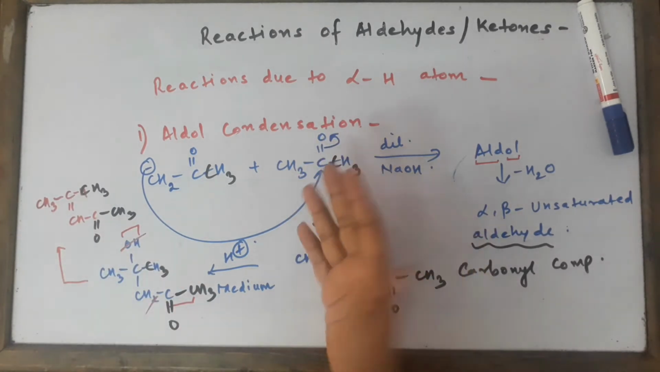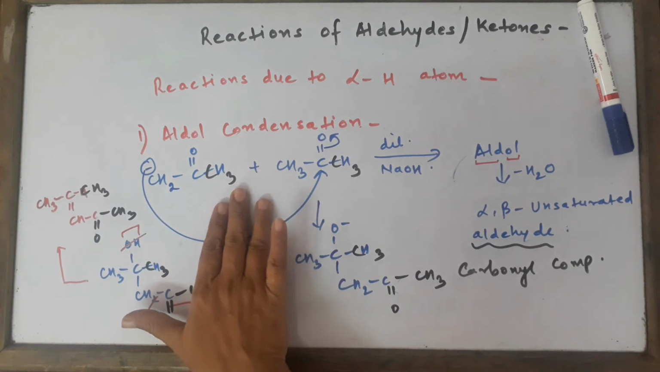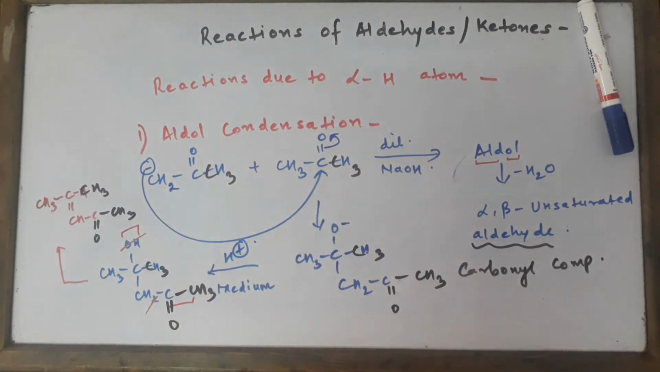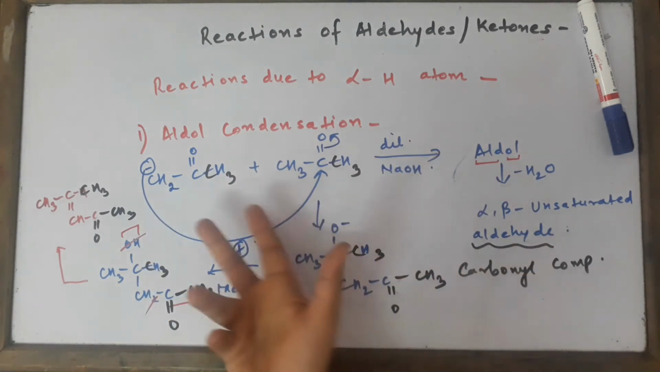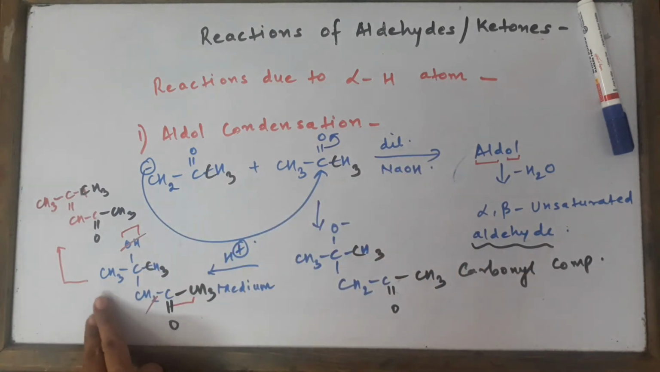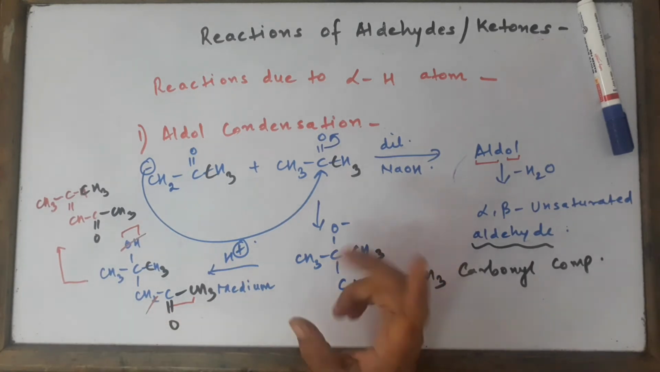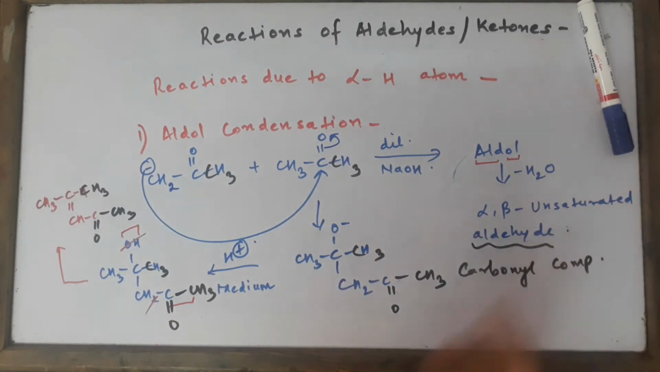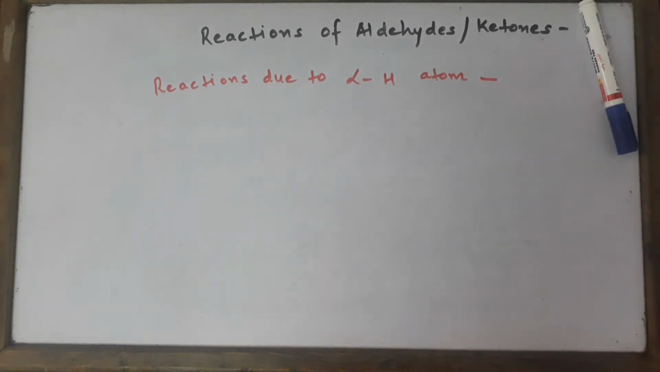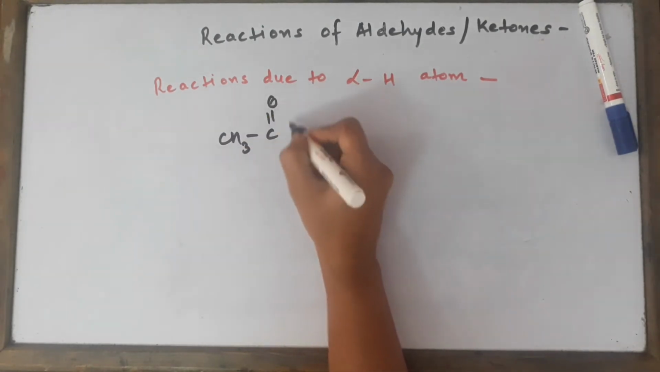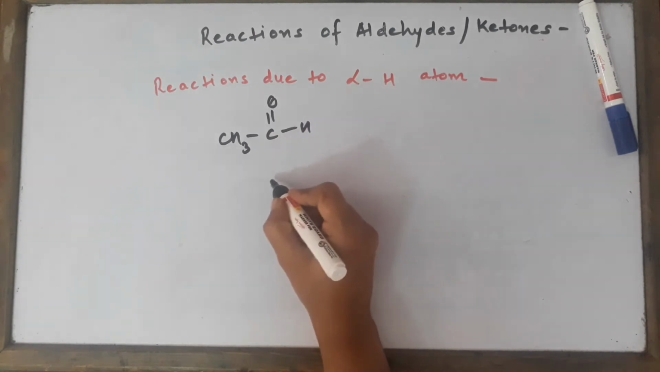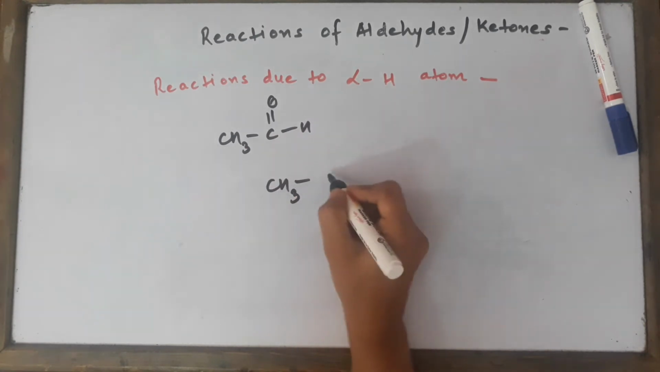If you do the same reaction between two different compounds, that is an aldehyde and a ketone, or a ketone and another ketone, or an aldehyde and another aldehyde, the product formed will be called the cross aldol condensation product. I'm going to give you an example of how to do this very quickly. Before that, I'll first explain how to draw the products of aldol condensation very quickly in the exam.